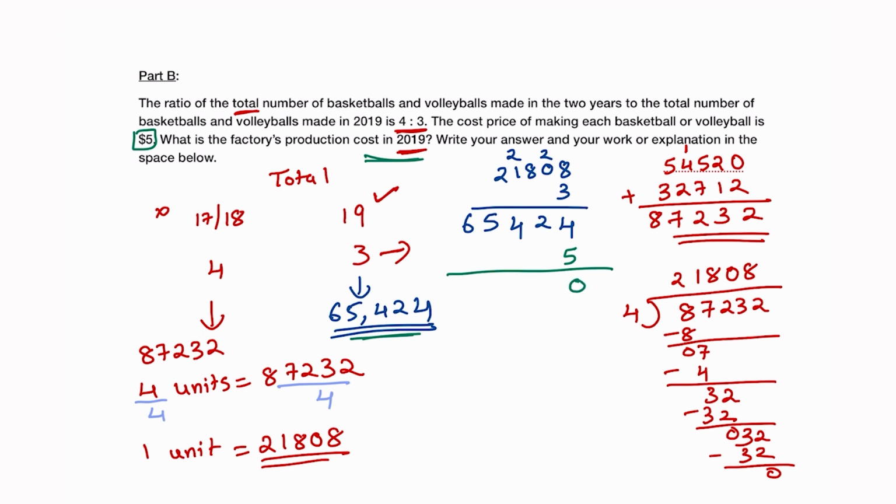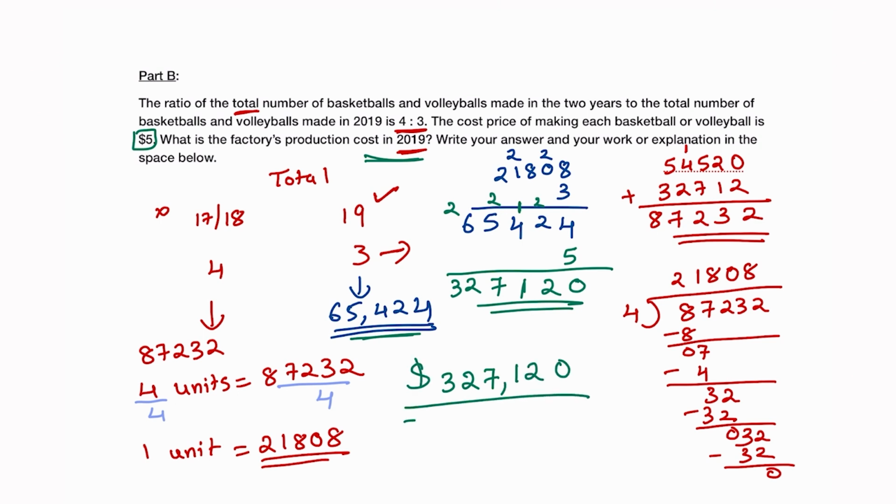Times 5. That's 20, 2 there. That's 10, 12, 1 there. That's again 20, so 1 here, 2 there. That's 25. So 27, 7 there, and 2 here. That's 30 and 32, right? So the cost is $327,120. So that's the cost of production for the year 2019. And that involves both basketball and volleyball because we are doing the total cost. We have the total production here, right?